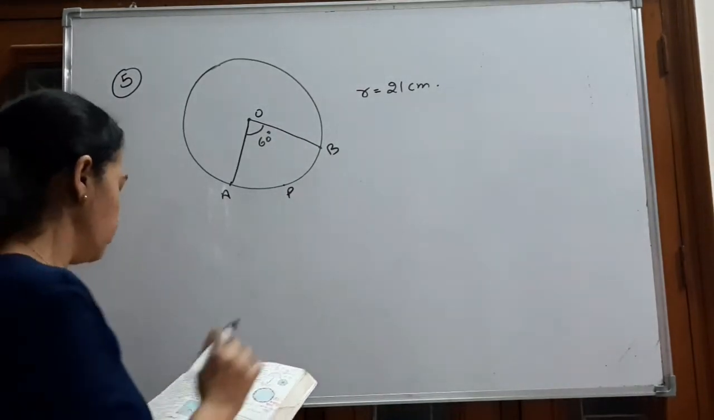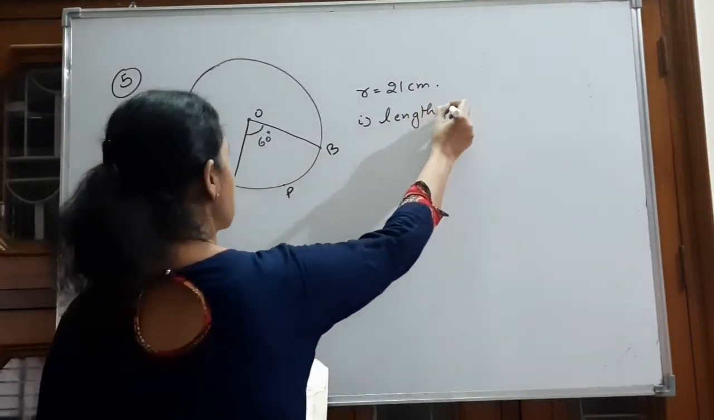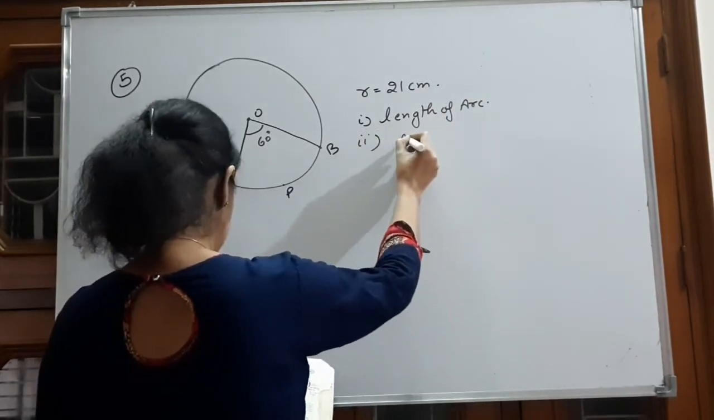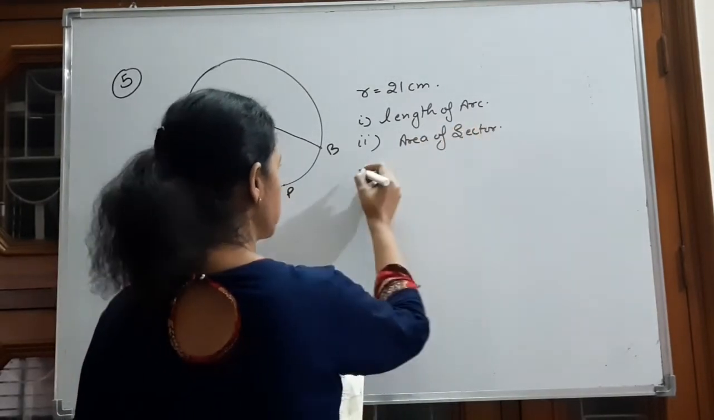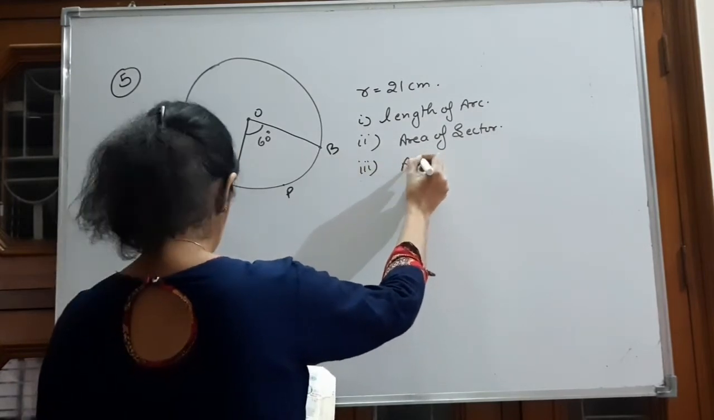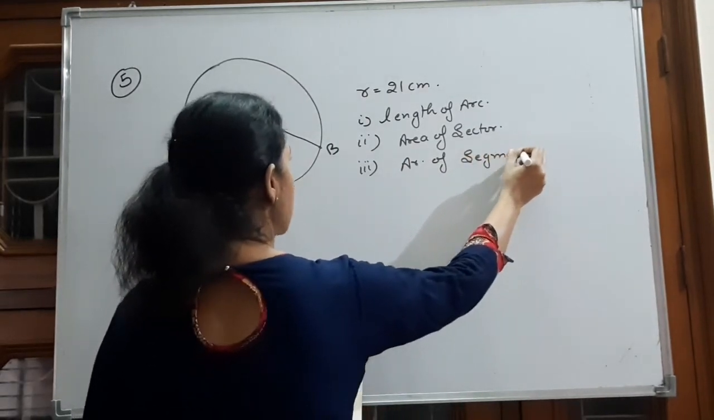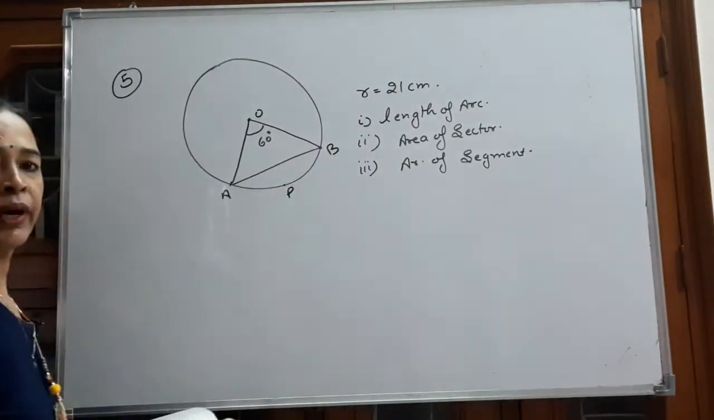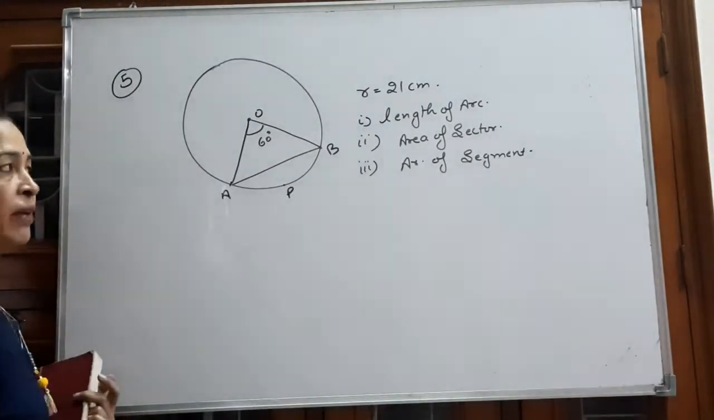What do we have to find? First, we have to find the length of the arc. Second, we have to find the area of the sector made by this arc. And third is the area of the segment formed by the corresponding chord. Let AB be a chord and we have to find the area of this segment. Clear? Now, the radius is 21 centimeters.